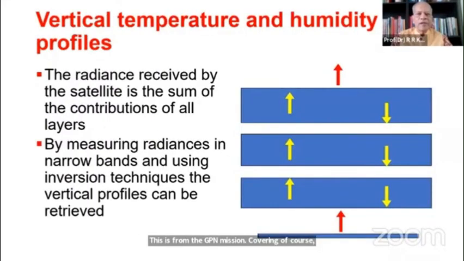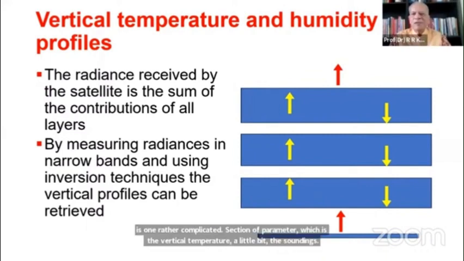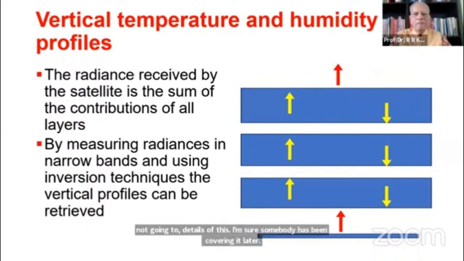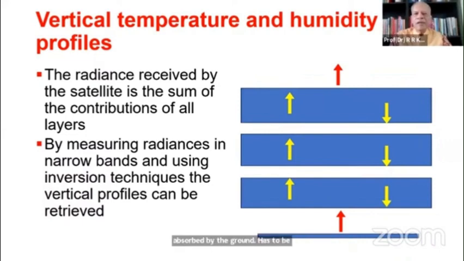But there is one rather complicated extraction of parameters, which is the vertical temperature and humidity soundings. I'm not going into details of this. I'm sure somebody else will be covering it later. But what happens is that whatever energy is received and absorbed by the ground has to be ultimately sent back. If you can imagine that the atmosphere is made of several layers, every layer receives something from below and emits something above. Now, if you have a sounder, it's possible to find out by, again, an inverse process, how much of every layer has contributed to the radiance going to the satellite. And from that, by inverting things, we can get the temperature of each layer and its humidity.